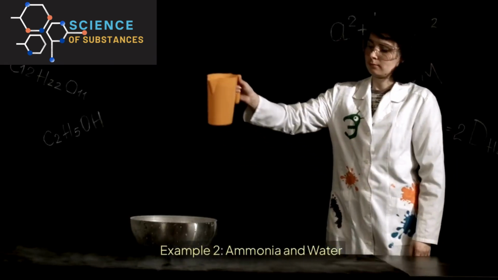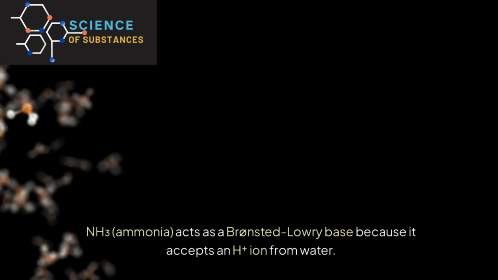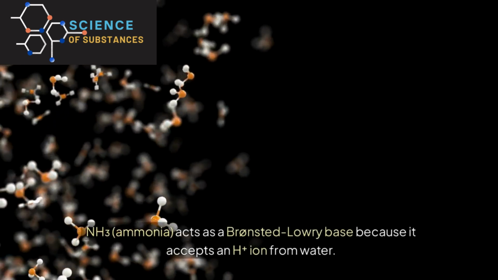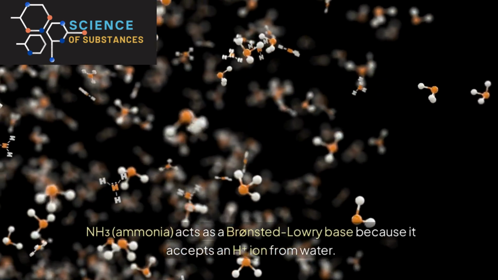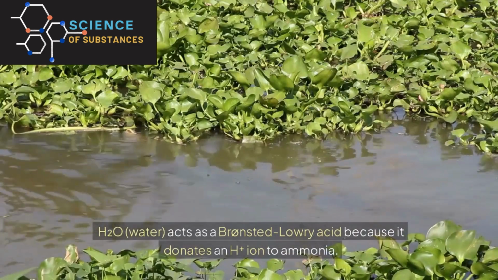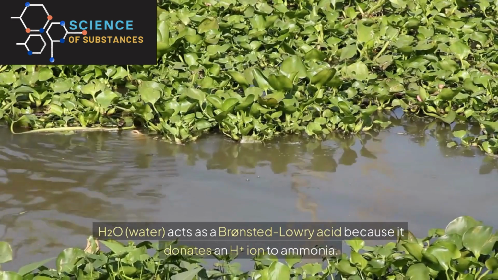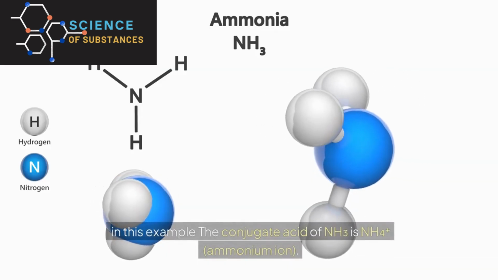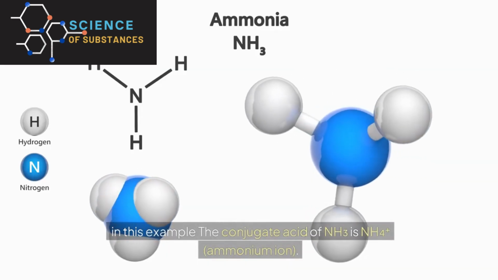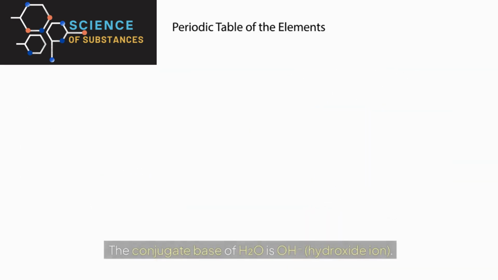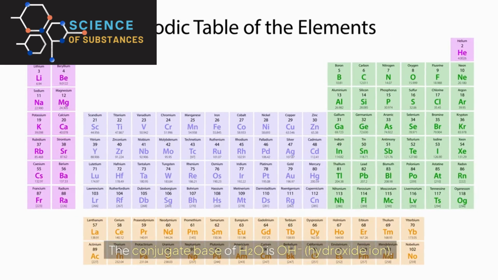Example 2: ammonia and water. NH3, ammonia, acts as a Bronsted Lowry base because it accepts an H+ ion from water. H2O, water, acts as a Bronsted Lowry acid because it donates an H+ ion to ammonia. In this example, the conjugate acid of NH3 is NH4+, the ammonium ion. The conjugate base of H2O is OH-, the hydroxide ion.